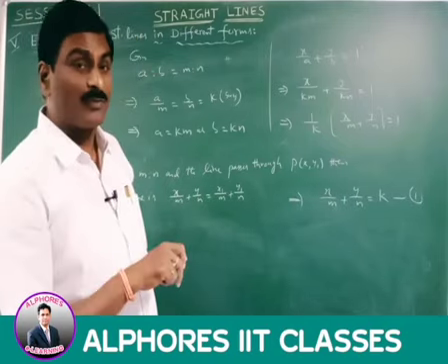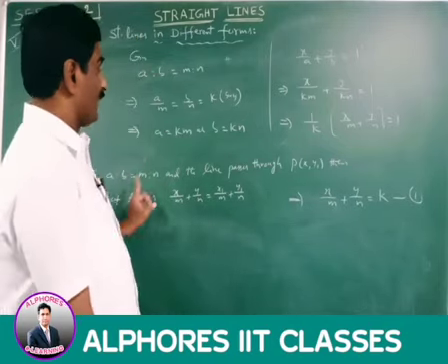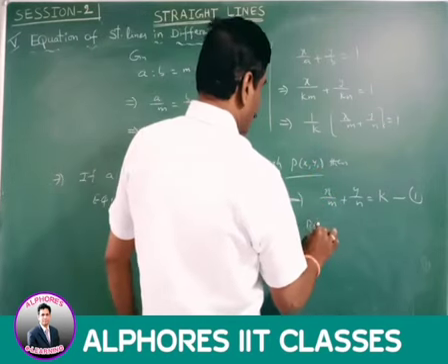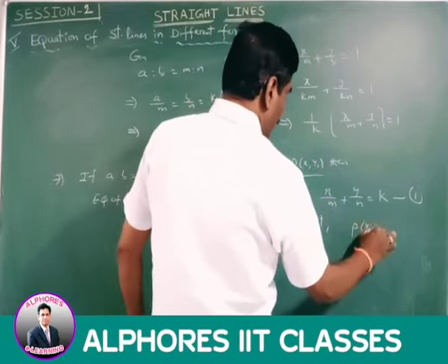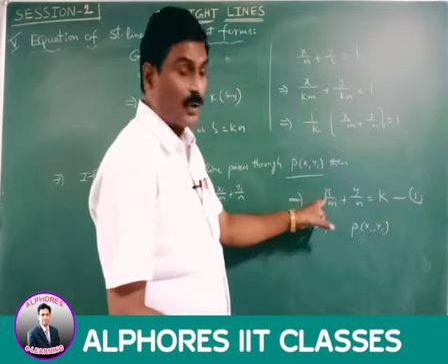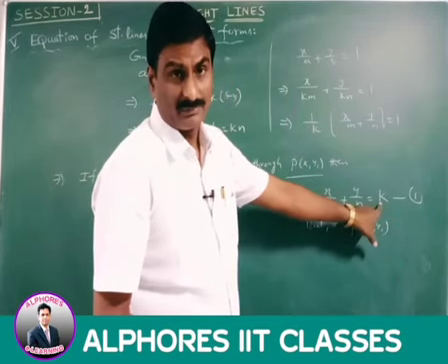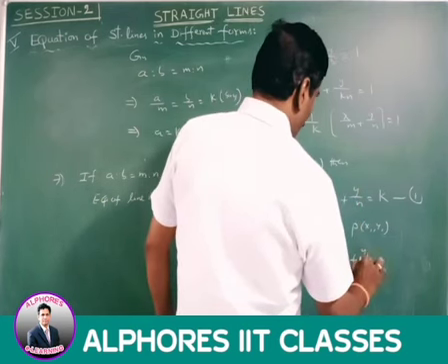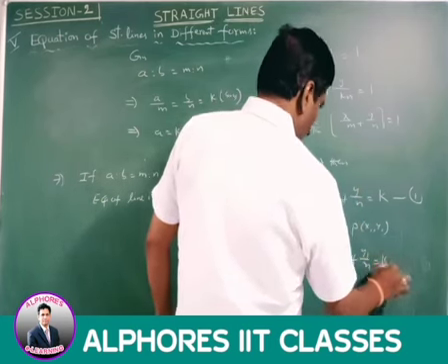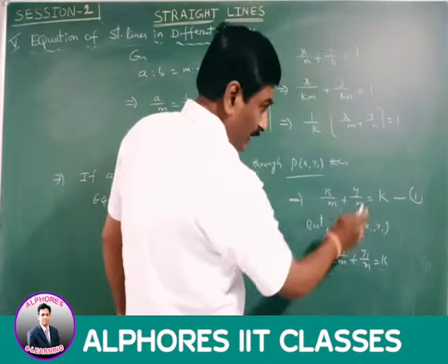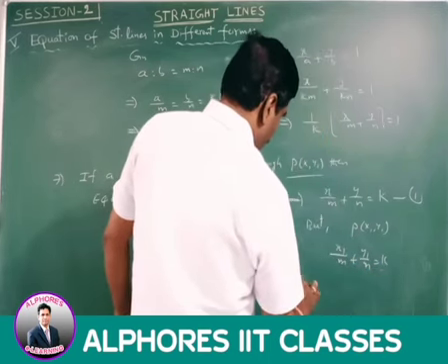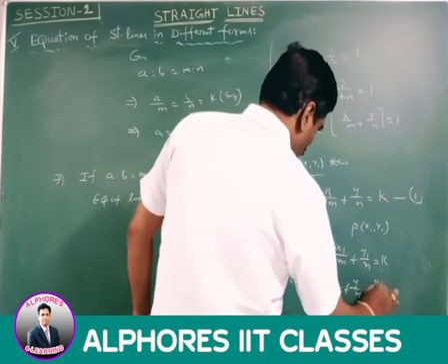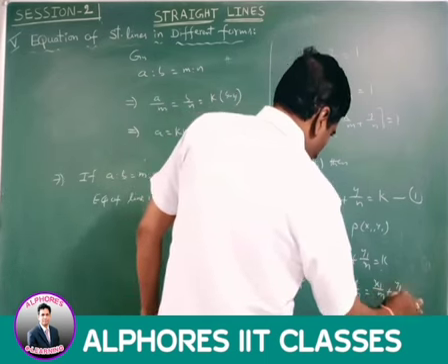We find the value of k by using the condition that the line passes through the point P(x1, y1). Substitute this point in equation 1, we get the value of k: x1 by m plus y1 by n is equal to k. So, substituting the value of k in equation 1, we get the equation of the line: x by m plus y by n is equal to x1 by m plus y1 by n.